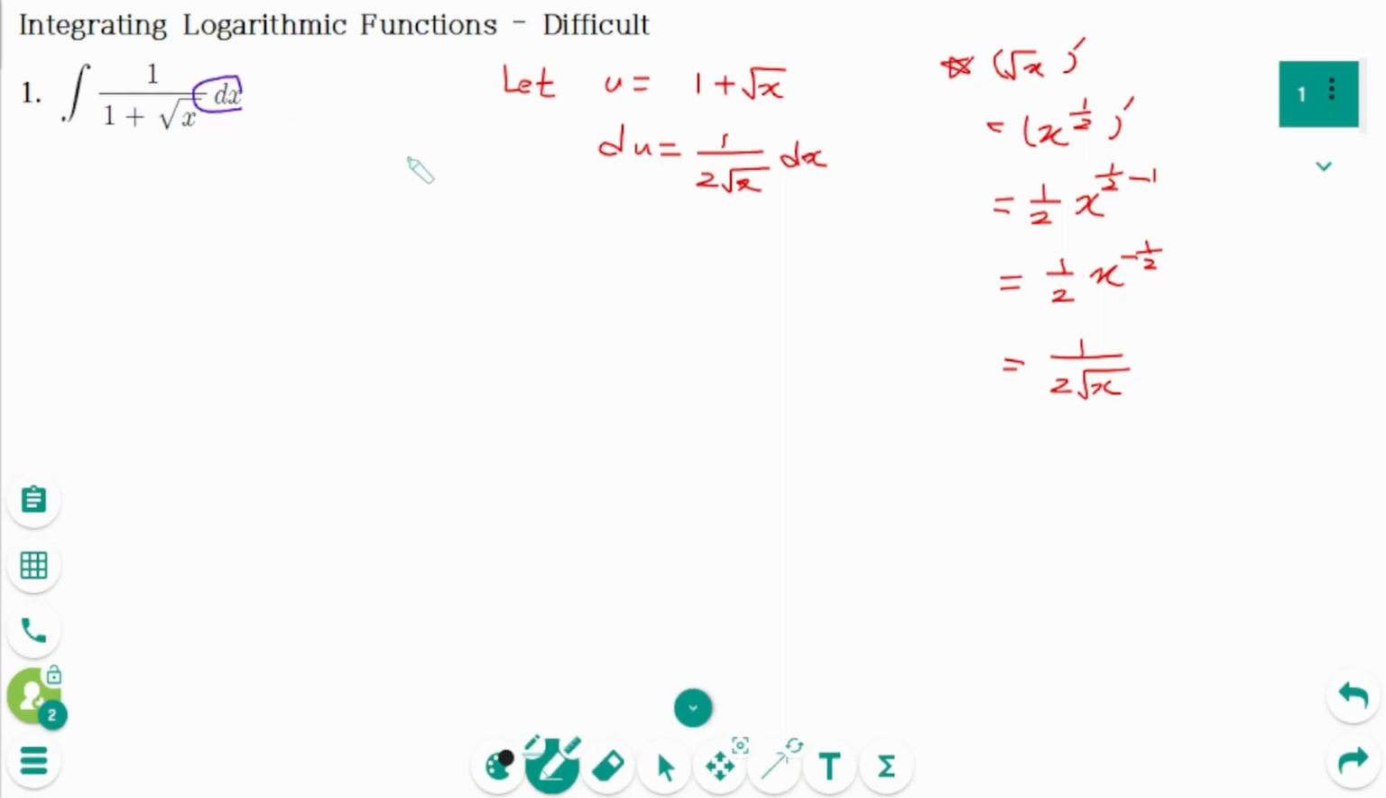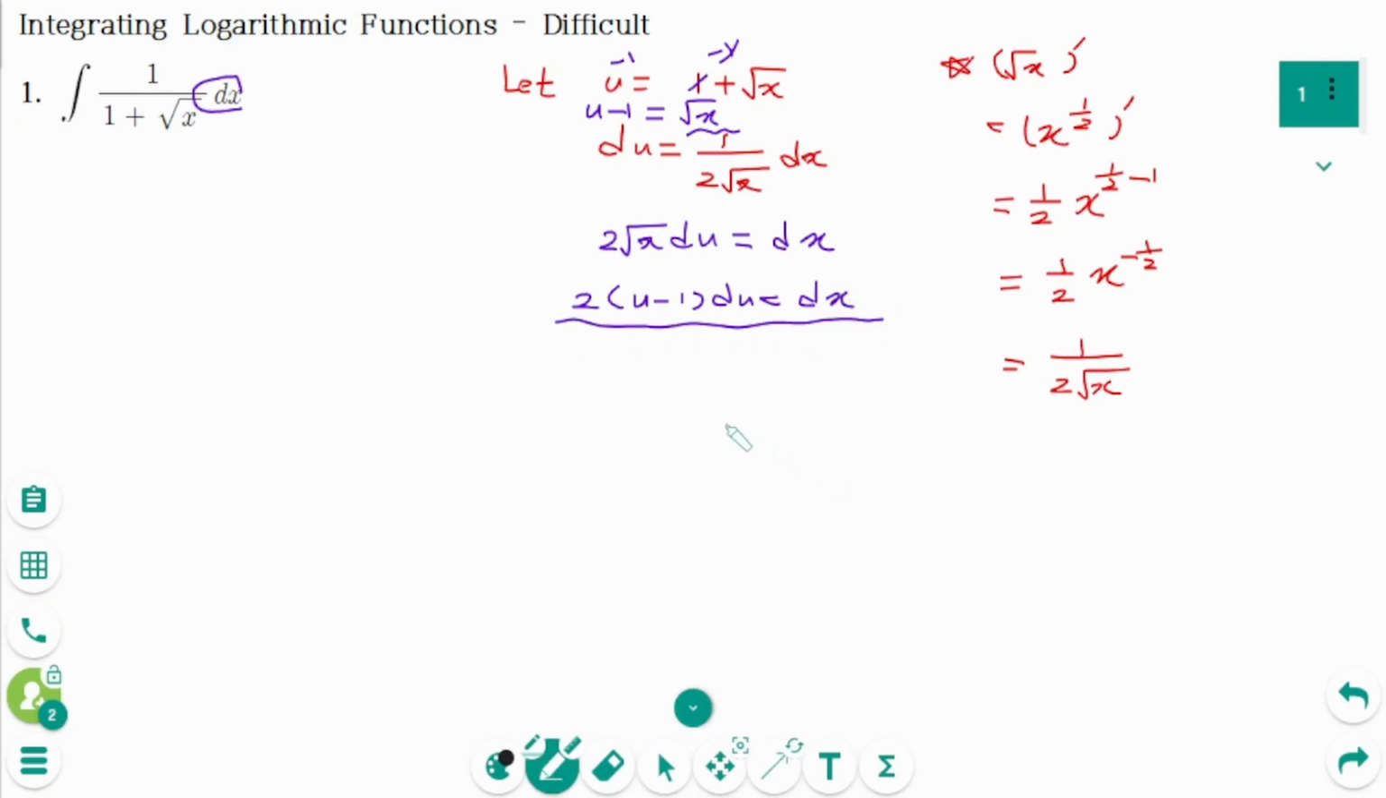Multiply each side by 2 square root of x, then 2 square root of x du equals dx. The left-hand side is with respect to u, so we have to change x with u. Minus 1 on each side, then u minus 1 equals square root of x. Then finally 2 times u minus 1 du equals dx. Now keep this one, then think about another way.